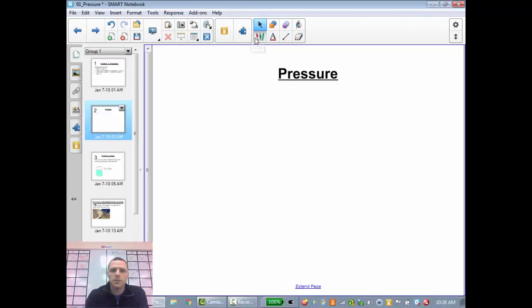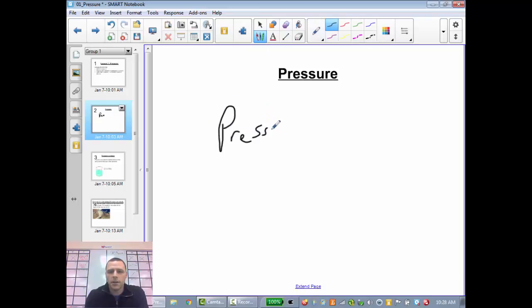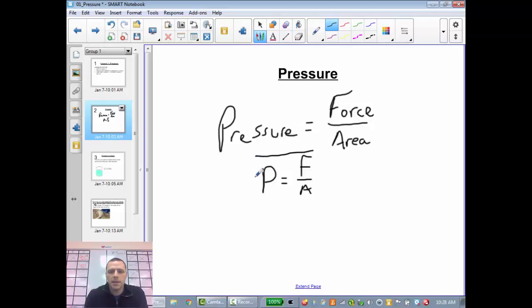And in physics, pressure is just defined as force divided by area, the amount of force applied over a given area. If we were to just use variables, the equation would be P equals F divided by A.